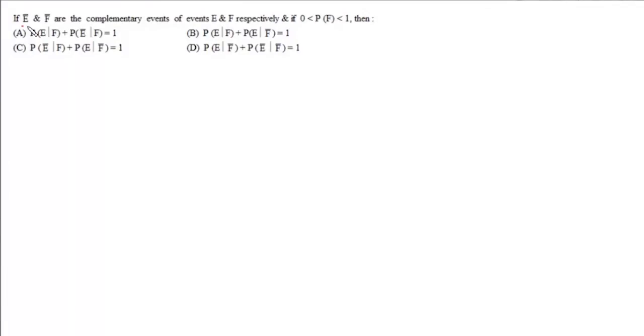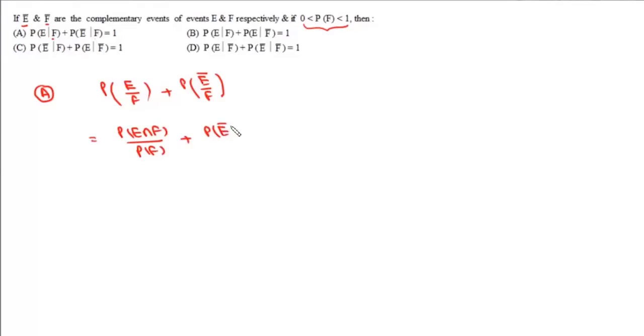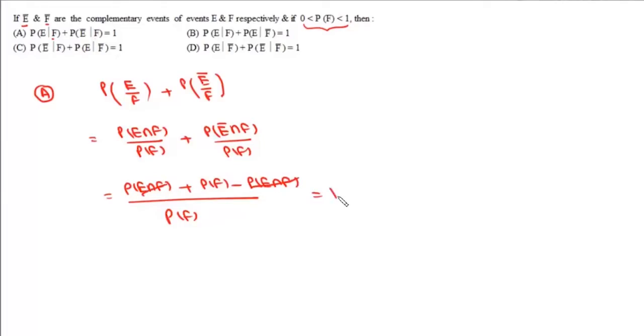Now here the question is, if E' and F' are complementary events of E and F and probability of F lies between 0 and 1, then which of the following is correct? Now this is a standard result. Here we have F same, so we'll try option A, which is probability of E upon F plus probability of E' upon F. Now this is probability of E intersection F upon probability of F, and this is probability of E' intersection F upon probability of F. Now this is probability of F, and here it is probability of E intersection F, and this is probability of F minus probability of E intersection F.